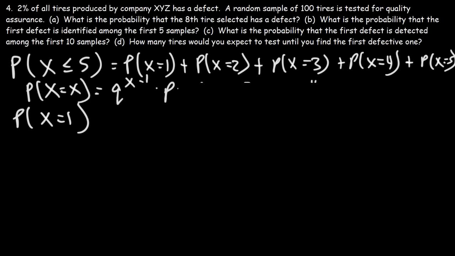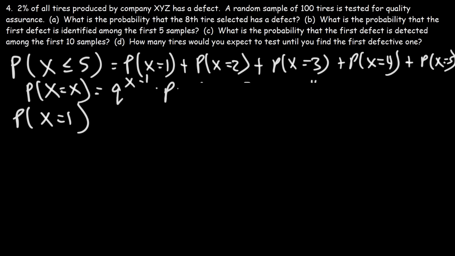So in this case, little x is 5. So this is going to be 1 minus 0.98 raised to the fifth power. Go ahead and type that in. This will give you the same answer of 0.09607. So make sure to add that formula to your list of other formulas that you need to know.